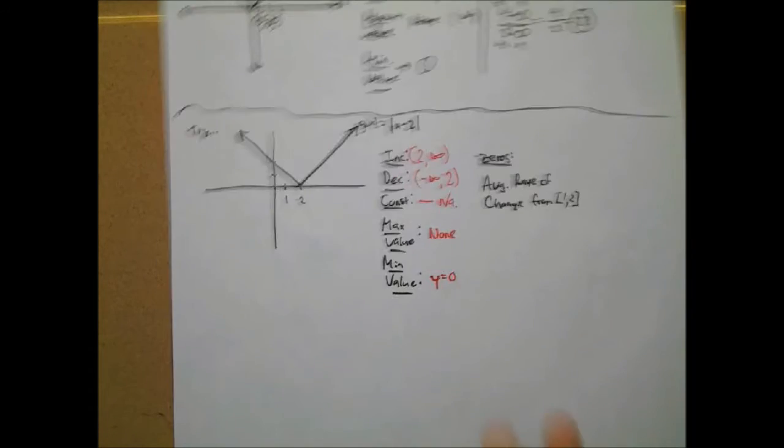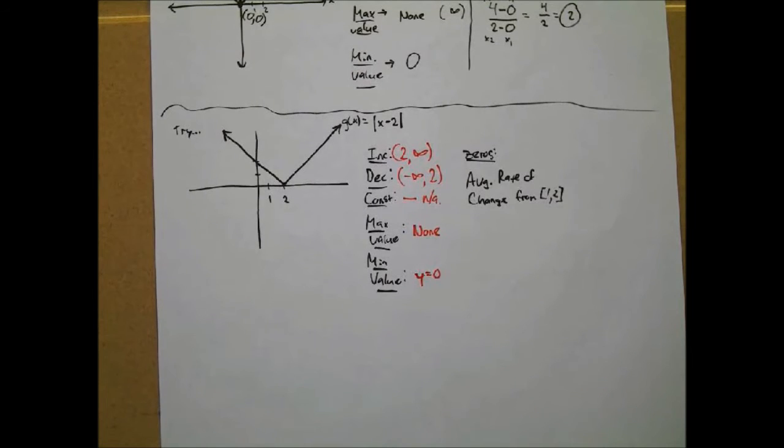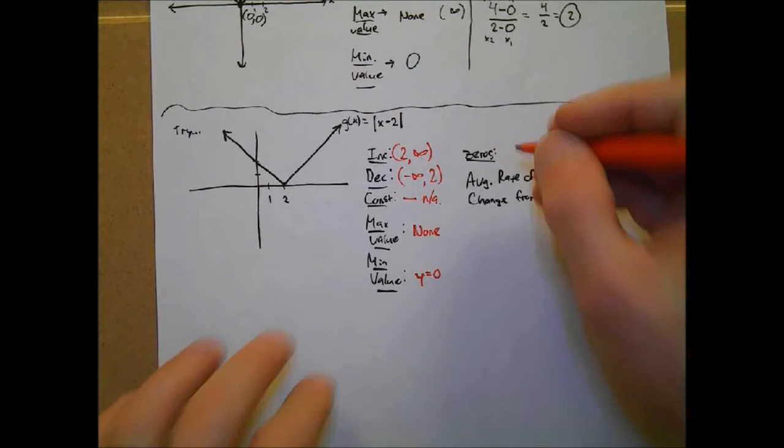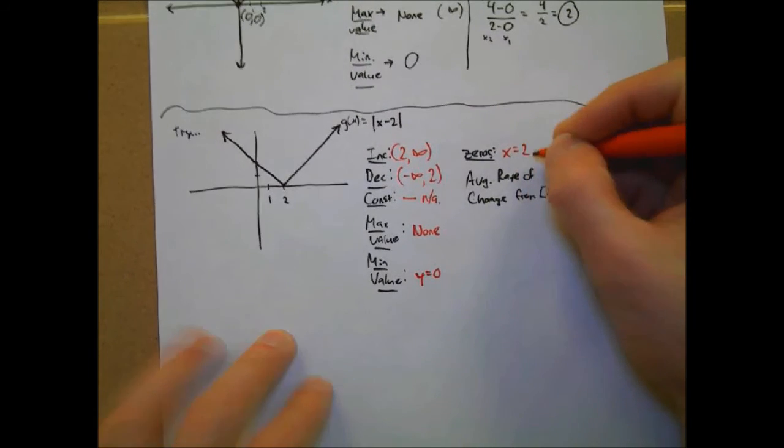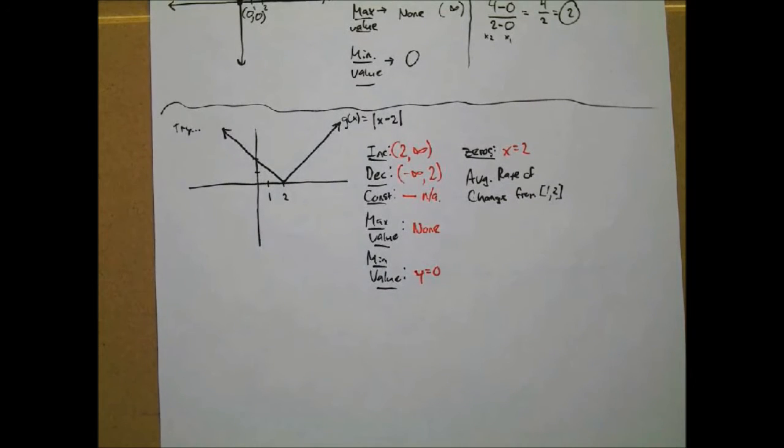All right, AJ, were you able to come up with the zeros? Do we have any zeros here? Does it touch the x-axis or cross the x-axis? Does it cross the x-axis ever? No, it touches the x-axis. At what coordinate? At 2. So the zero is x equals 2. You got it.